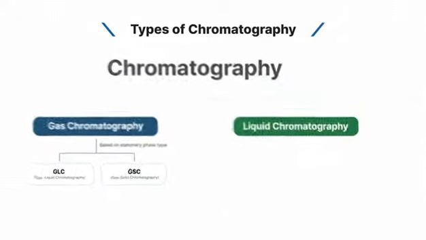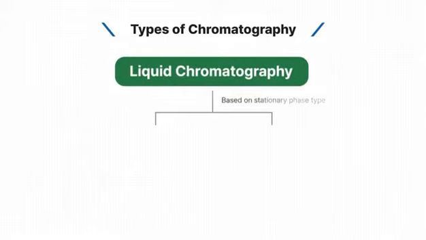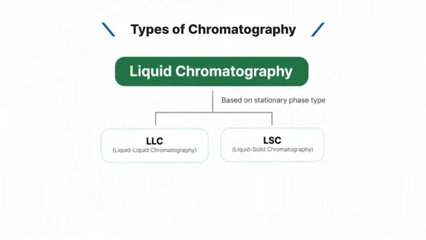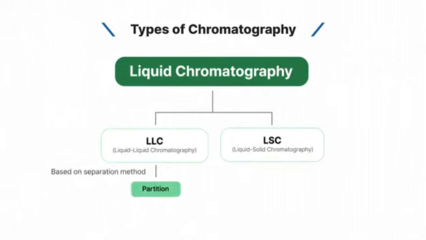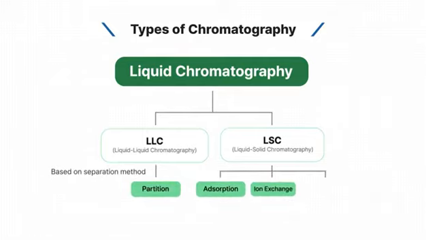Move to the liquid chromatography. LC can be categorized as LLC and LSC. LLC, which stands for liquid-liquid chromatography, uses partition chromatography method. LSC can be classified into three types: adsorption, ion exchange, and size exclusion chromatography.